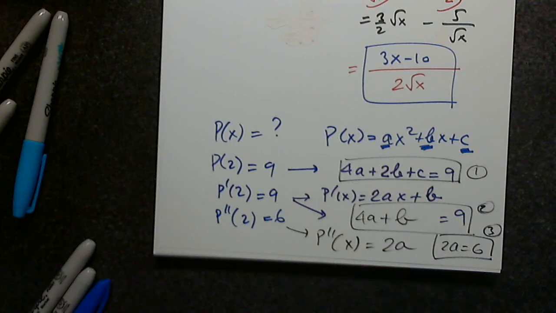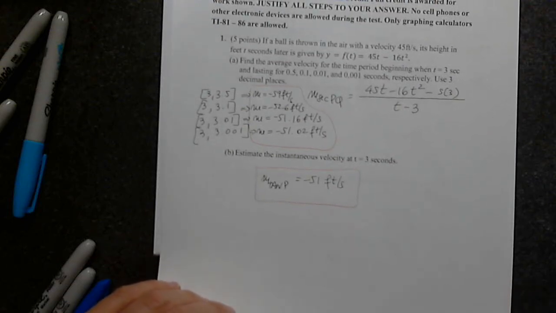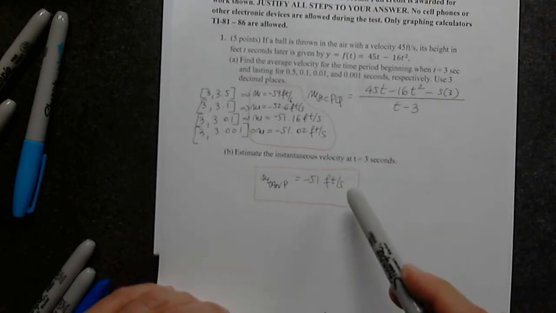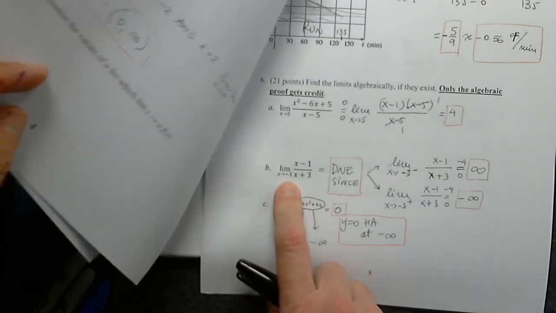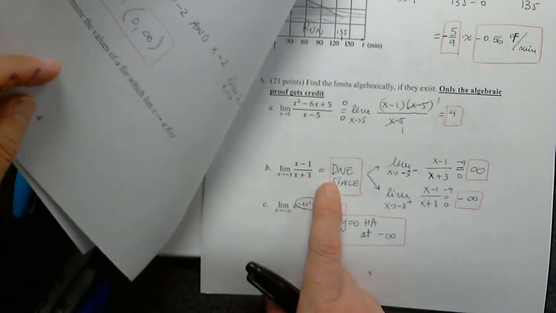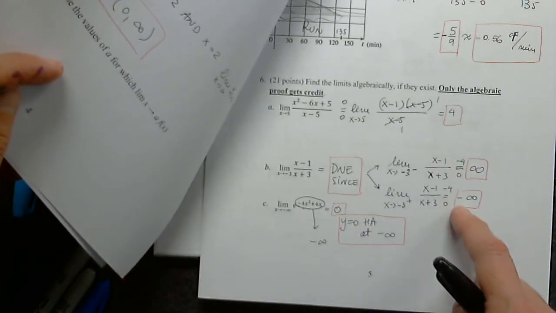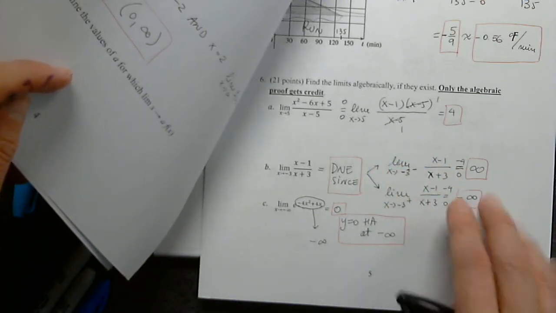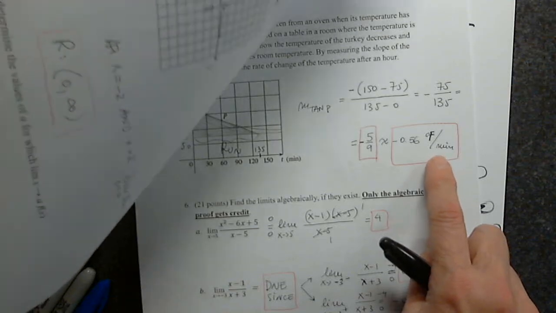Also, just one comment I don't want to forget about your test. Please write measurement units. I wrote so many different measurement units that you didn't come up with. So please write measurement units. The other thing, when a limit is a number over 0 and it approaches -3 from either side, you must present both sides. You cannot just say d and e, you have to show why. So please remember that. Measurement units, please remember that.